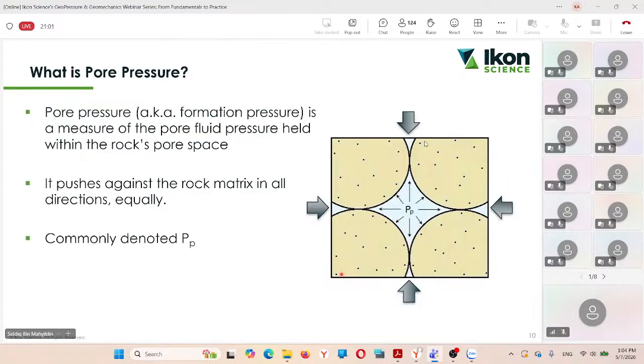So to start with pore pressure, a simple question is, what is pore pressure? You can see over here in this diagram, pore pressure is basically the pressure of fluids inside a pore. It acts equally in all directions. It pushes against the matrix.